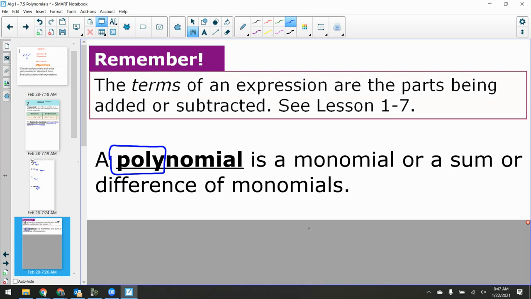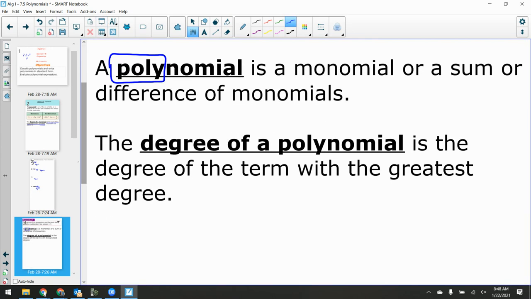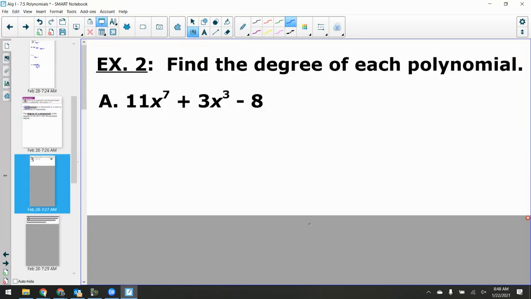Now, how do you find the degree of that, right? We talked about the degree of a monomial. How do you find the degree of a polynomial then? Well, the degree of a polynomial is the degree of the term with the greatest degree. So what you're going to do is look at all the terms and find the degree of each part, each monomial on its own, and then say, okay, the biggest one is 6. So the degree of the whole polynomial is 6. Okay? So let's take a look. Flip it over to the second page here.